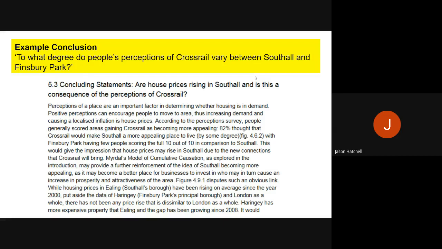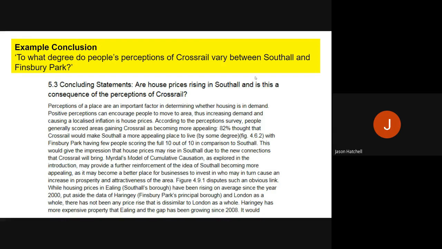The student then goes through some data that proves that from their investigation, brings in the model again that they mentioned for key question 2, and says that that provides some proof that this can happen in places. And finally, the student then disputes the links that can be made between perceptions and house prices.